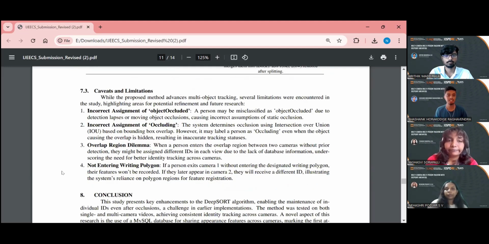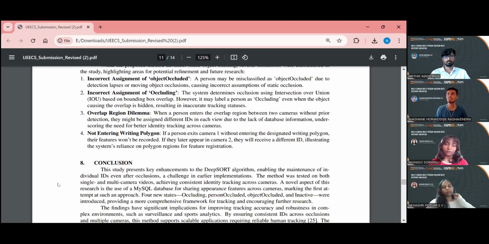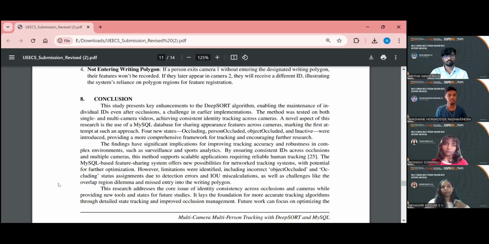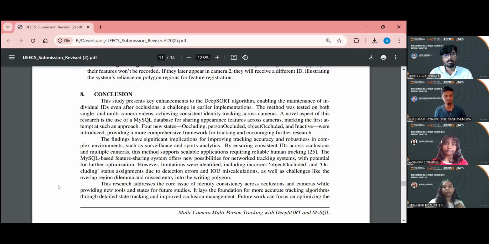Now we have the caveats and limitations. These 4 limitations were some minor roadblocks that we hit, which can be explored in further studies, such as incorrect assignment of some states and of the regions that we have defined. Sometimes there is no writing, and different IDs can be assigned across the cameras if a person newly appears there. These are very edge cases, but they provide a platform for further research. Now Hrithik will conclude the presentation.